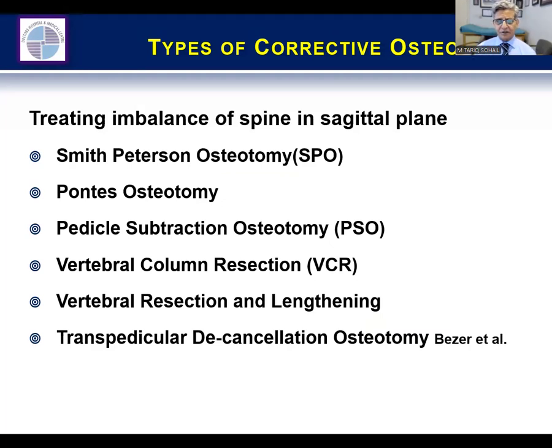In this situation, one can have types of corrective osteotomy, which treat imbalance of the spine in the sagittal plane. There may be a Smith-Petersen or Ponte osteotomy. There may be a pedicle subtraction osteotomy, vertebral column resection, and vertebral column resection and lengthening, and the transpedicular decancellation osteotomy, which is a basal kind of osteotomy, or disc bone disc osteotomy.